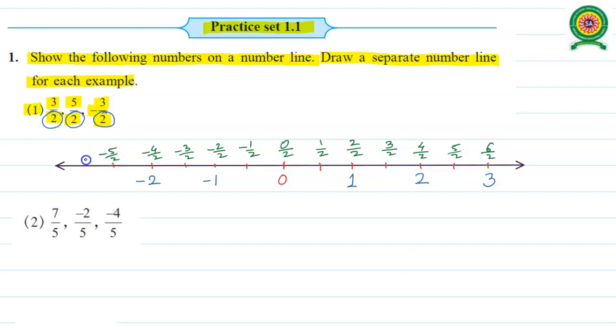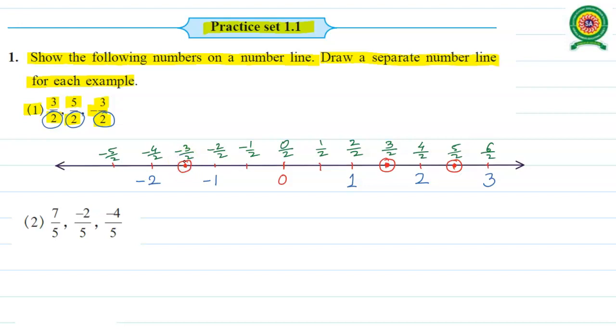Among them we now have to show the given rationals on the number line. Here we have 3 by 2, so locate the point like this. Next to it, 5 by 2, somewhere here. And minus 3 by 2: left of 0 somewhere we have minus 3 by 2.